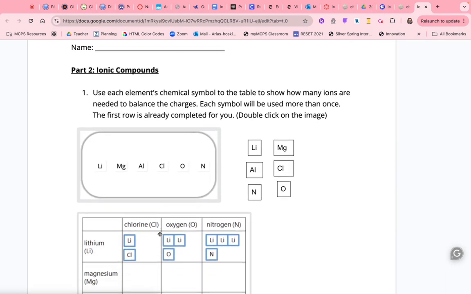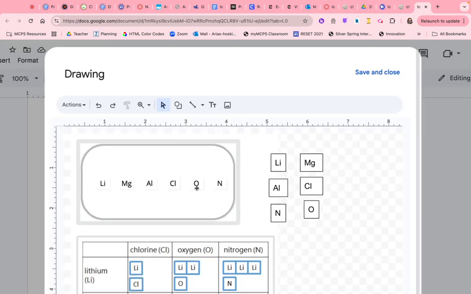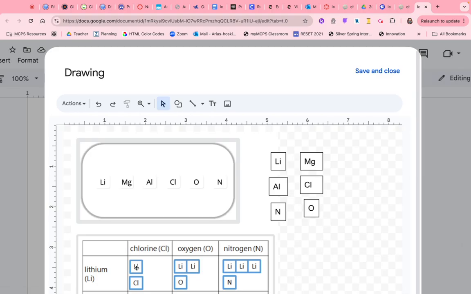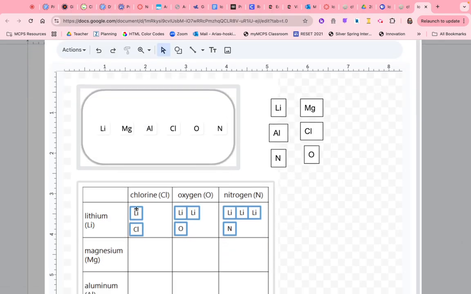Part 2, using each element's chemical symbol in the table to show how many ions are needed to balance the charges. Each symbol will be used more than once, and the first row is already completed for you. So here you're going to double click the image, okay? Li, you know already that it is 1 plus, a metal, and Cl is 1 minus. So you have 1 and 1, because one is plus and the other is 1 minus.